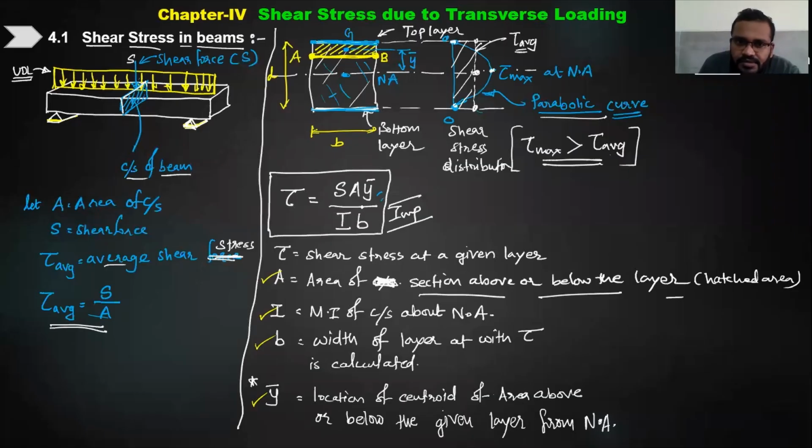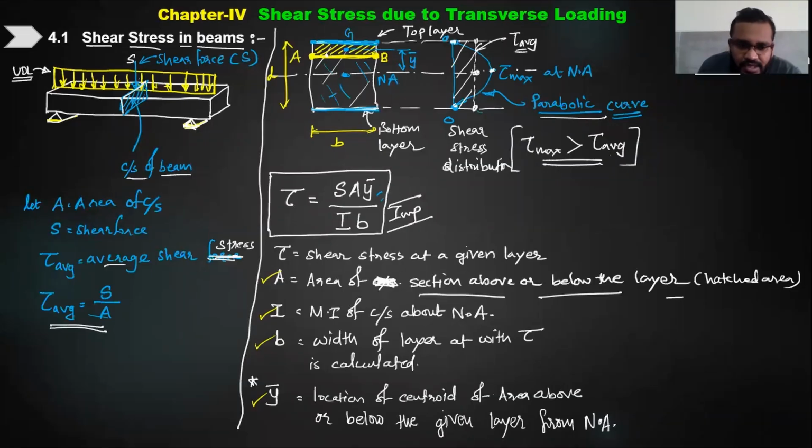upon I B. What are the terms involved in it that are very, very important for us to apply this to any of the cross sections? Tau is the shear stress at any given layer. A is the area of the section above or below the layer, that is the hatched area. If I want to find out the shear stress at layer AB, I'll have to select the area which is above that layer AB or below that layer AB. You can take any one.